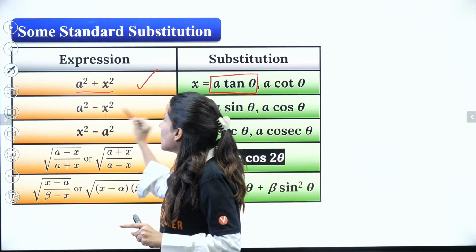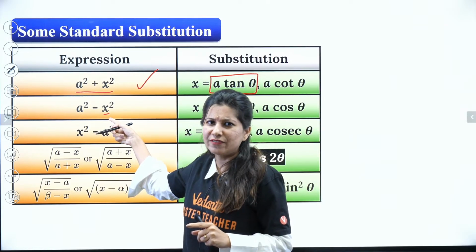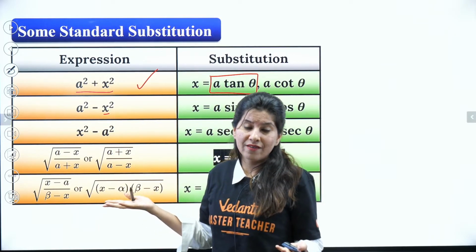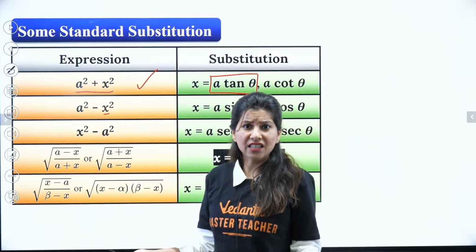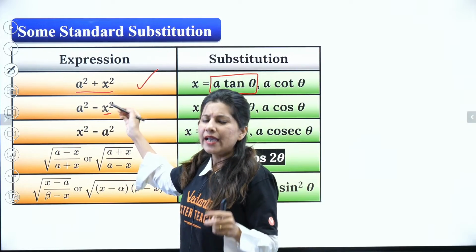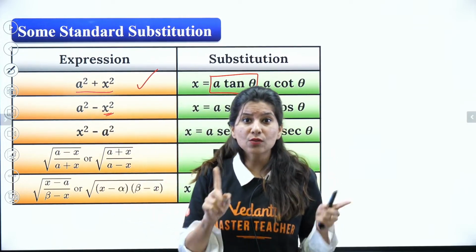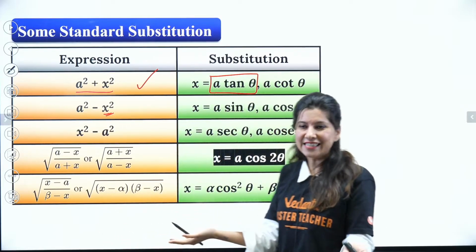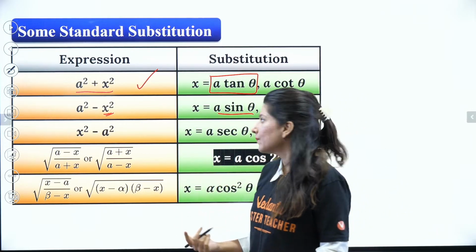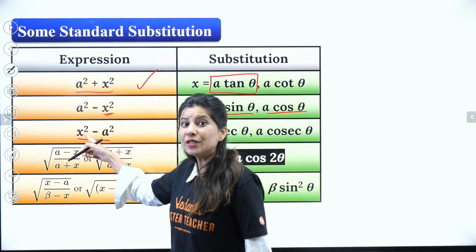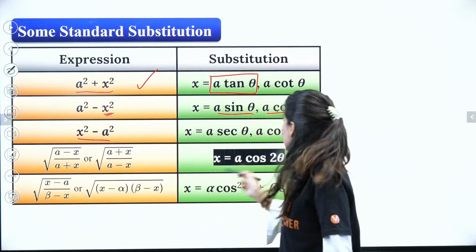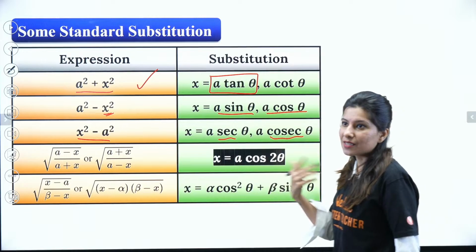Now, a square minus x square. If you put a tan theta in place of x, what will you get? a square minus a square tan square theta? No, no, no. Why? 1 minus tan square theta is nothing. But 1 minus a square sine square theta will work. A square minus a square cos square theta will work, because 1 minus sine square and 1 minus cos square make more sense. So that's why either a sine theta or a cos theta, anything will work. Now x square minus a square. The moment you put sec theta or cosec theta, that will work, because sec square minus 1 or cosec square minus 1 will give you tan square or cot square respectively.